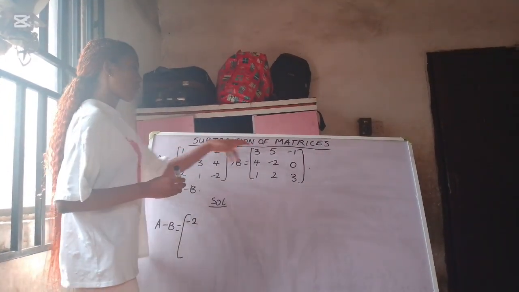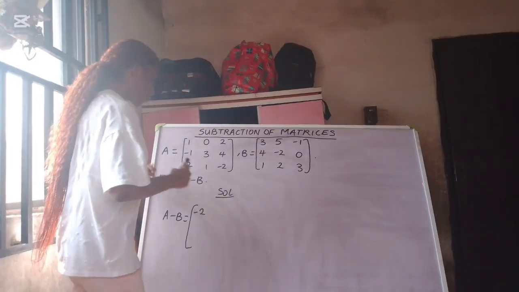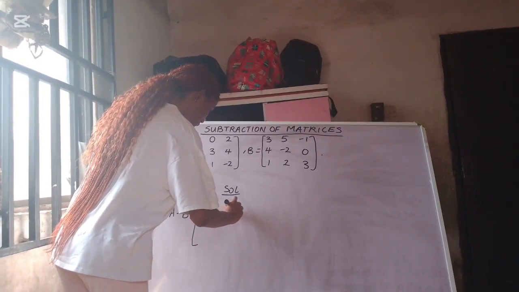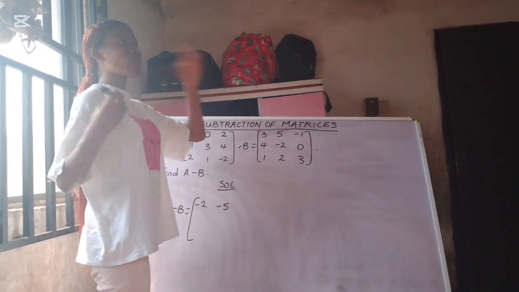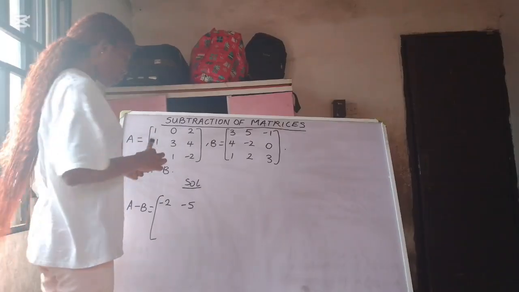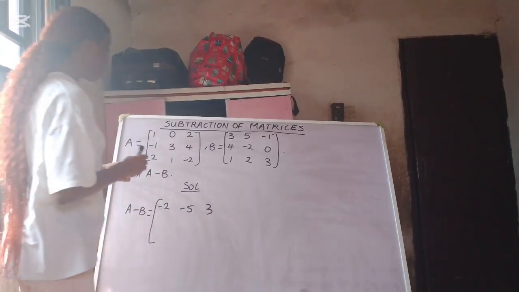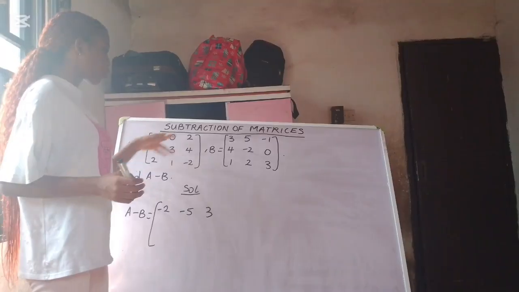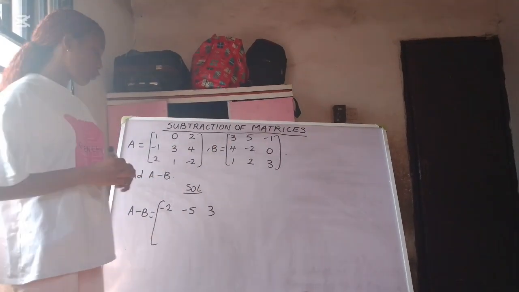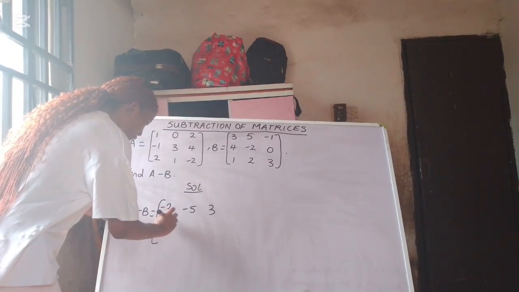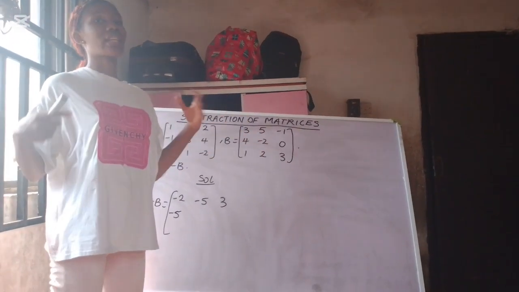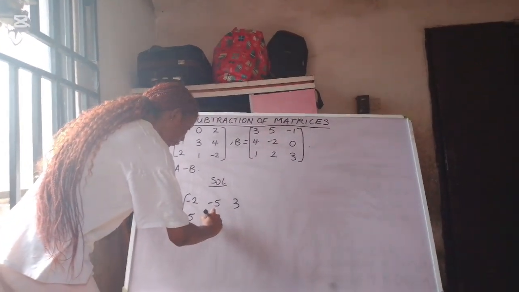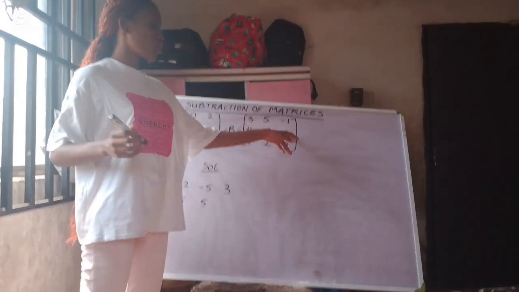Then you are doing 0 minus 5, and 0 minus 5 will give us negative 5. Then you are doing 2 minus minus 1. 2 minus minus 1 is like saying 2 plus 1, which will give us 3. Then move over to the second row. You are doing minus 1 minus 4. Minus 1 minus 4 will give us negative 5. Then 3 minus minus 2. 3 minus minus 2 is like saying 3 plus 2, which will give us 5. Then we have 4 minus 0. 4 minus 0 will give us 4.